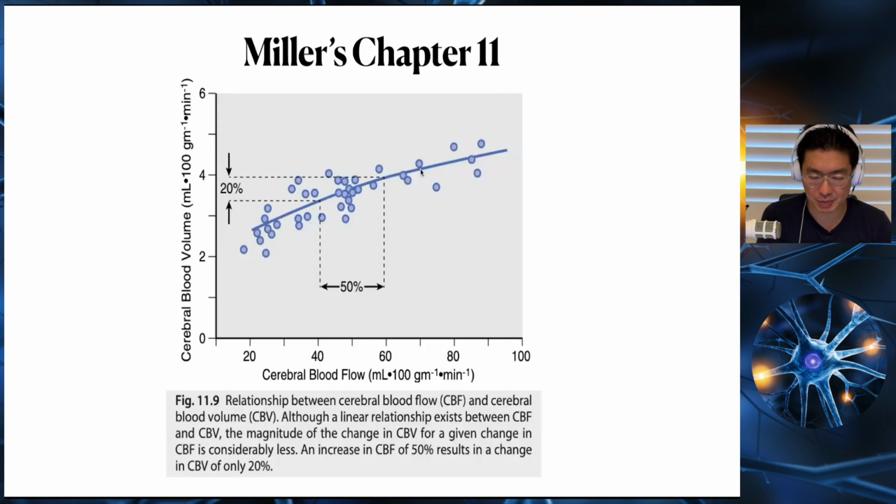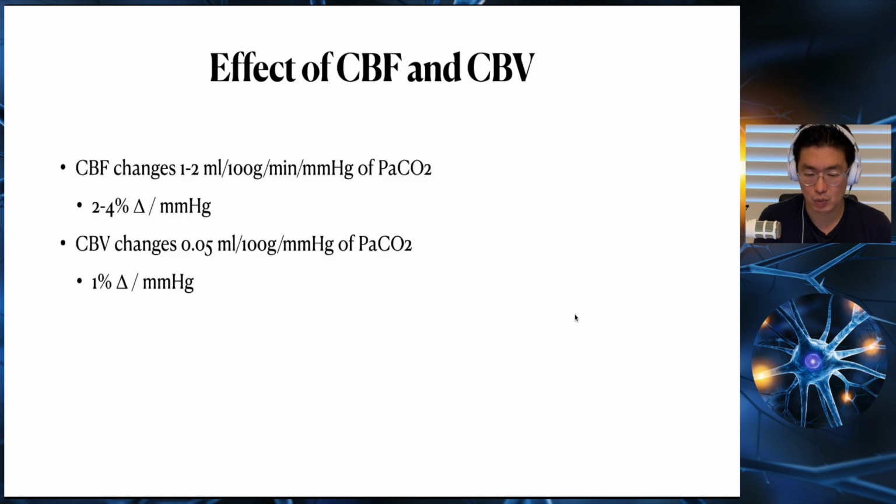And really, the relationship is described in this diagram here in Miller's chapter 11. So this diagram shows that an increase in cerebral blood flow of 50% results in a change of blood volume of only 20%. Okay, so the ratio is about 2.5 to 1, which is sort of within this range here. So you can see that there's 2 to 4%, which is about 2.5%, and 1%. If you can remember the numbers, fantastic.